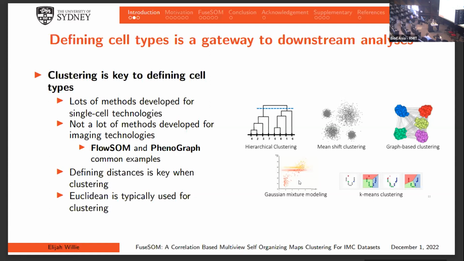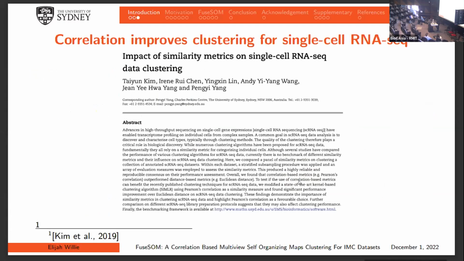And as with clustering, you typically define distances between points and then use that to aggregate them. And one of the most common ones is Euclidean distance. So there was a paper that came out a few years ago that looked at the impact of these distances on how well you can cluster data. And it showed that for single cell, using correlation-based metrics like Pearson's and Spearman's does actually outperform the typical Euclidean.